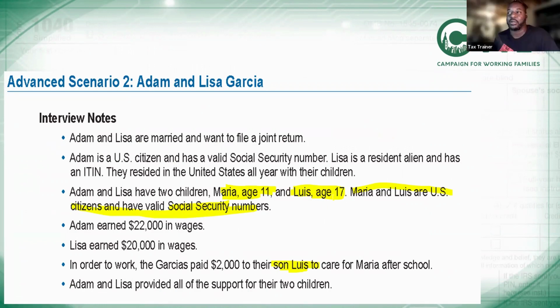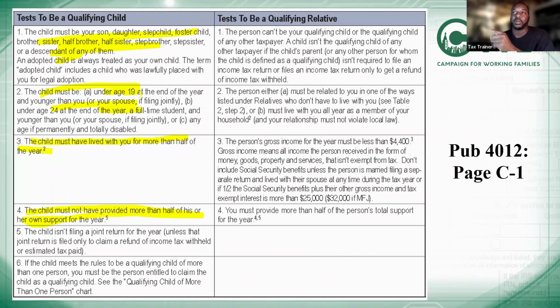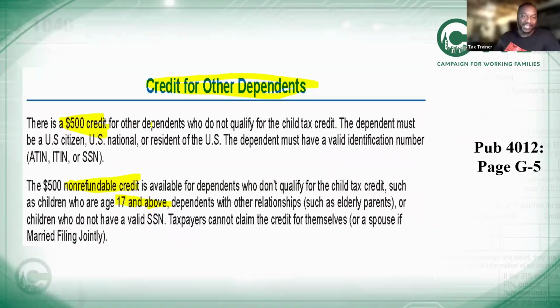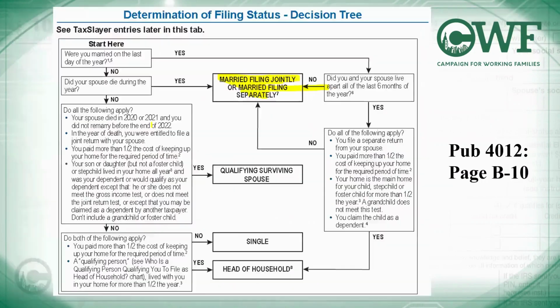Let's be careful with our language. Louise is a regular dependent. Remember, dependent is under age 19. So he's a qualifying child as a dependent. What he gets is an other dependent credit, but he's a regular dependent. He's a regular dependent, but because of his age, he's going to get other dependents. Exactly. That's the right term. So they're all dependents.